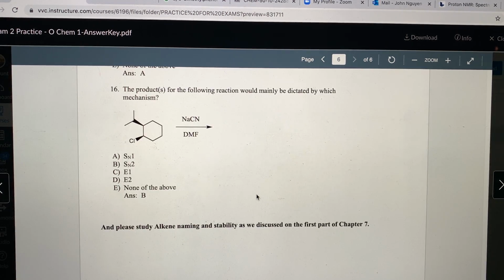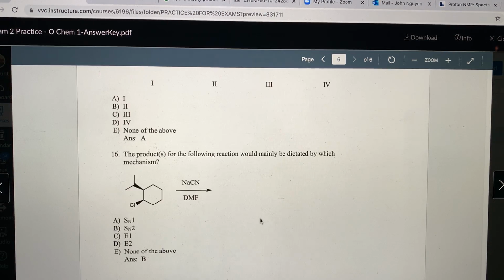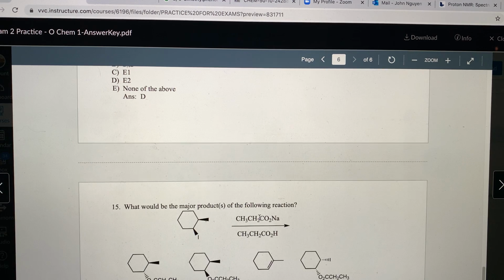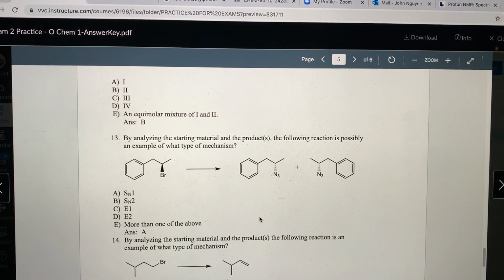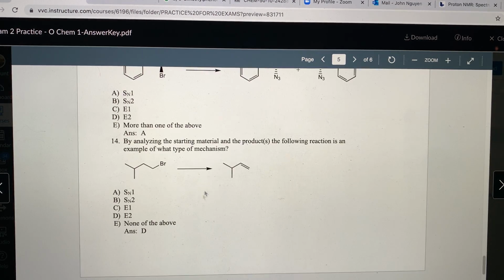And for chapter 7, the first part of chapter 7 is just structure and nomenclature of alkenes, and that's the product of eliminations, such as this one here. This is a good example of eliminations. You start out with a primary alkyl halide, and your product is an alkene, so you automatically know it's elimination.